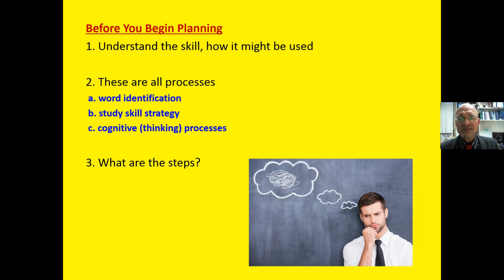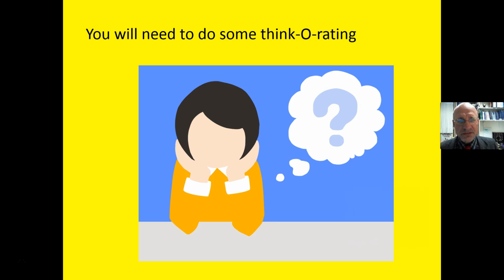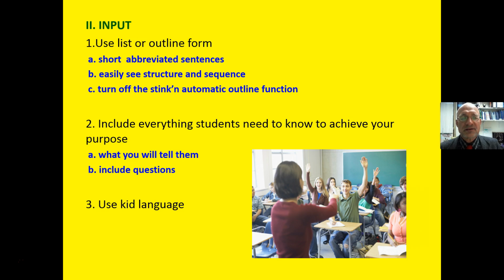Now, before you begin planning, you have to understand the skill and how you might use it or it might be used. These are all processes that we're teaching here: word identification, study skill strategy, or a cognitive thinking process related to comprehension. So you have to ask yourself, what are the steps? You need to do some thinkerating here. It's not simple cut and paste and find a template and just insert the idea. You are going to have to think a little bit.